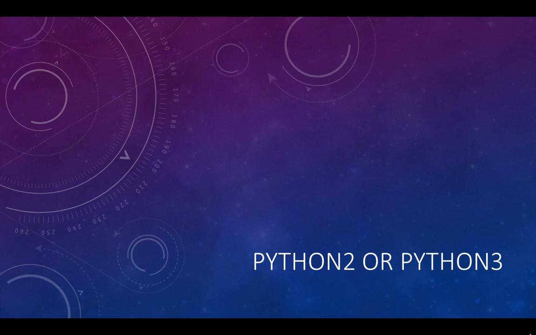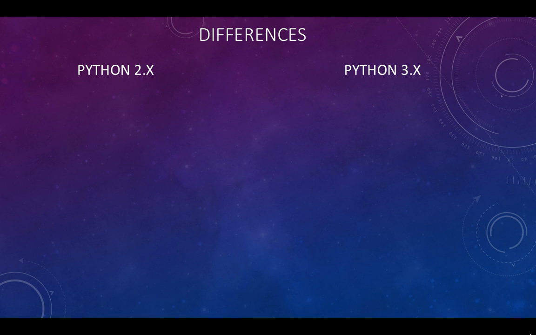Today we are going to understand the difference between Python 2 and Python 3. So here we have some differences between Python 2.x and 3.x. Here x is a version, just like 2.1, 2.2, 2.7, and in Python 3.x, which is Python 3.1, 3.2, 3.5, 3.6. So now let's see the differences.